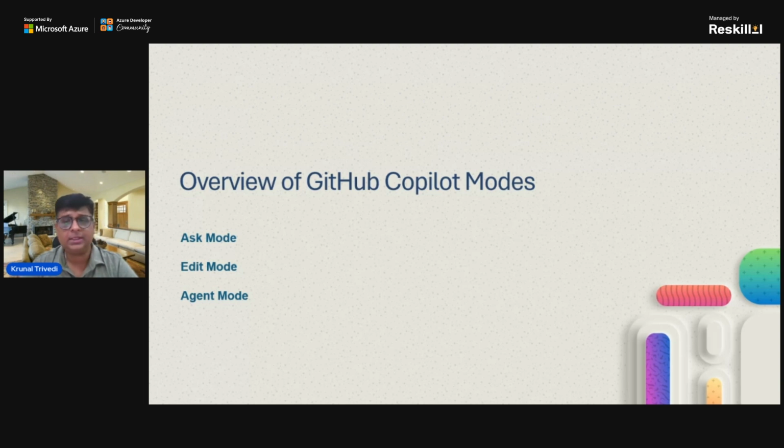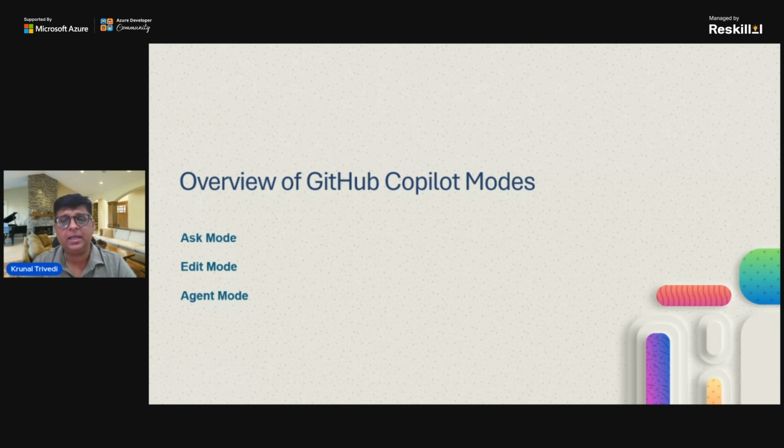The second mode is edit mode, which takes a specific prompt to make targeted code edits. You can ask your GitHub Copilot, can you modify this particular code block? Can you change the style sheet? Can you change the button class of the style sheet and change the color from green to blue? And it will do the necessary edit. But once it does the edit, the power is in your hand. You can either accept it or reject it. That is edit mode.